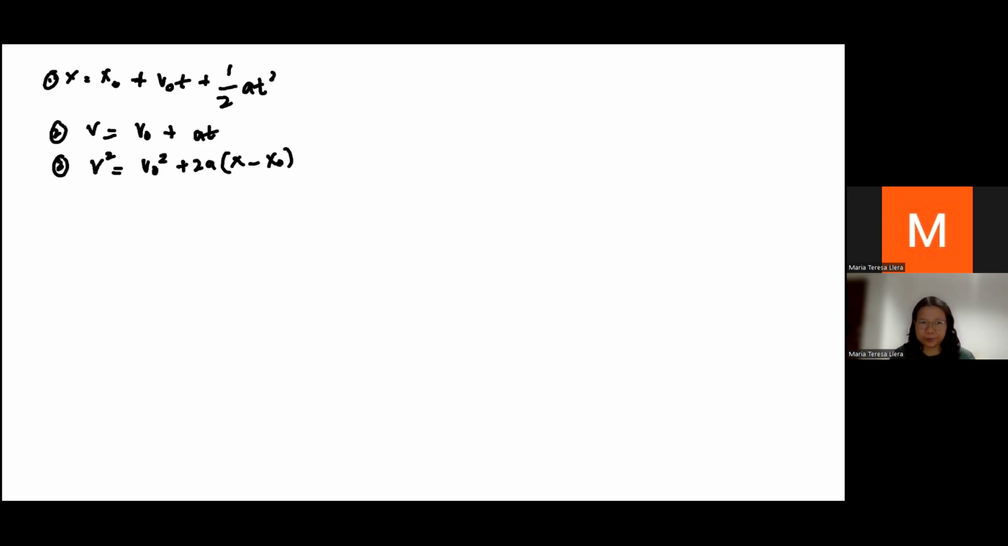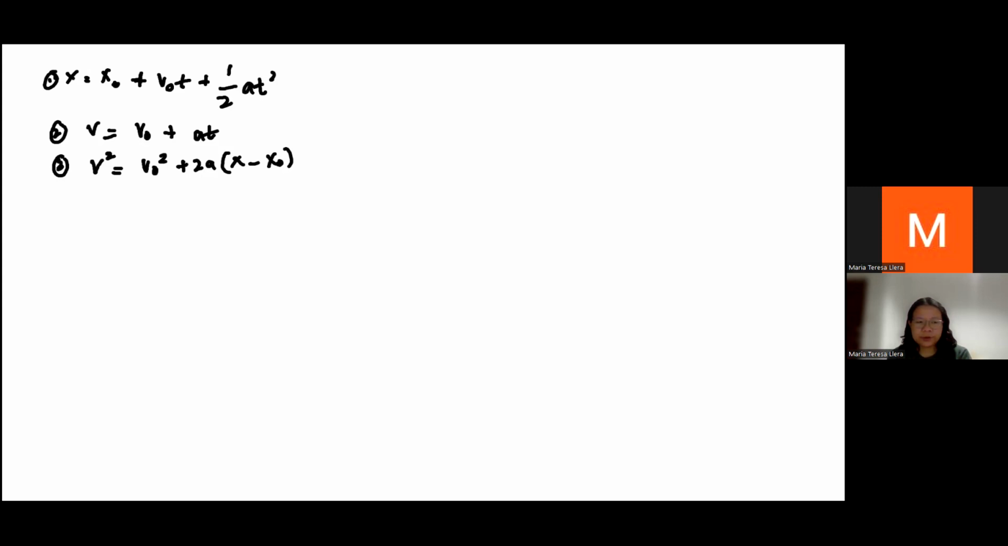Okay, so let's get to our problem. Let me just read it. A block slides along a frictionless surface with a constant acceleration of 2 meters per second squared. At time t equals 0 seconds, the block is at the distance 5 meters and traveling with a velocity of 3 meters per second.